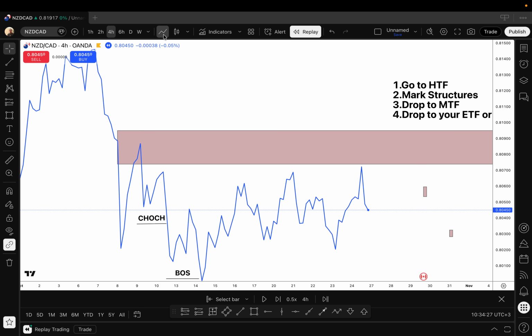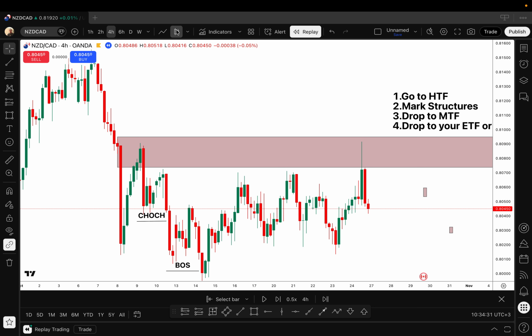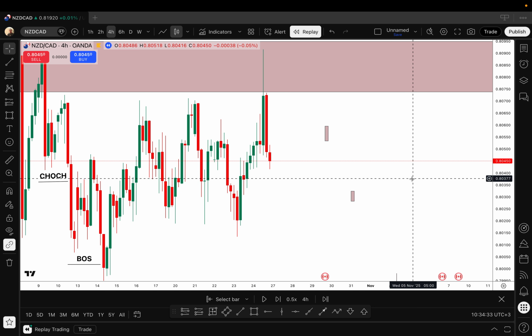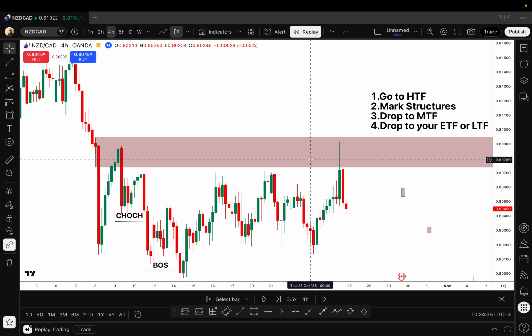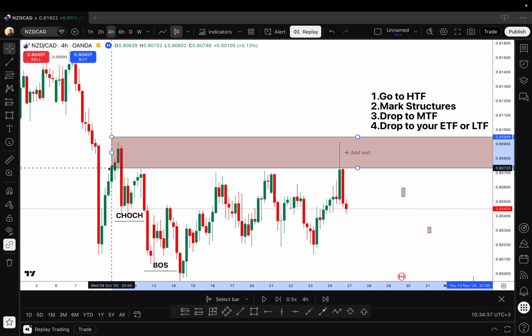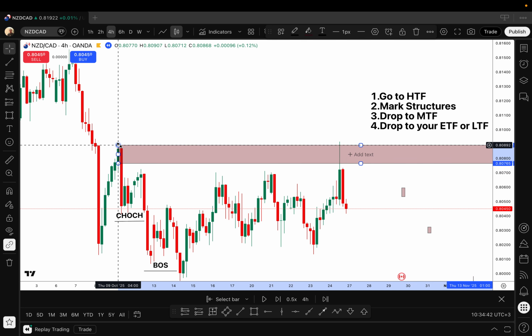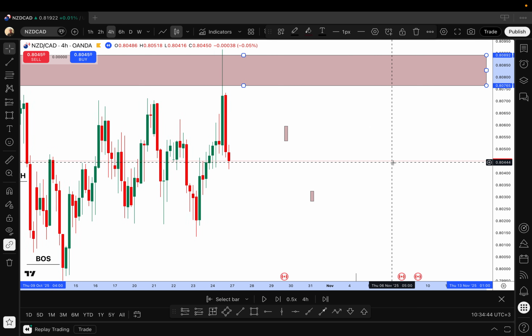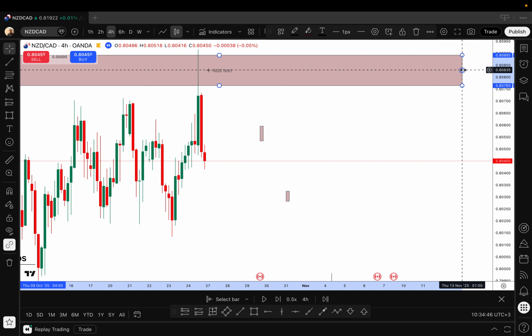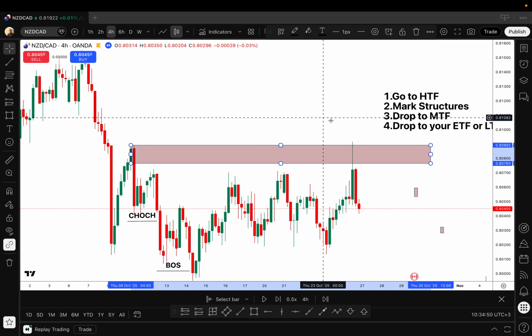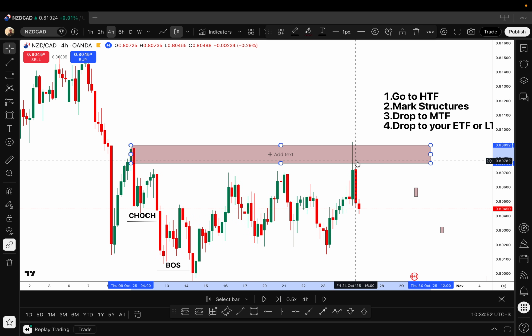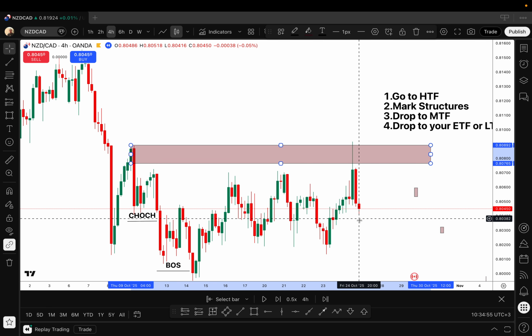If you don't see them, the line chart is always clear. Change of character, break of structure. So after that, I'm just interested in my 4-hour zone. This is the 4-hour zone. Just mark it like this. I want price to come back to the zone, and then I execute my trades. And indeed you see price gave a very huge rejection from the zone, and now we are looking dropping down.